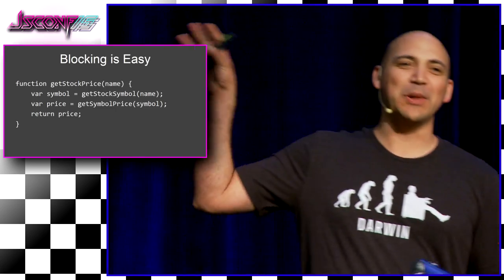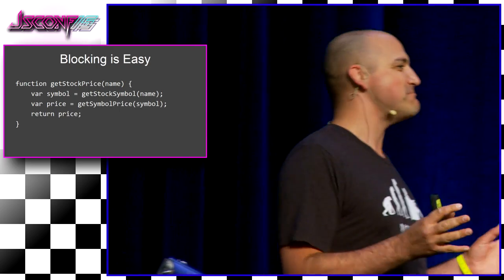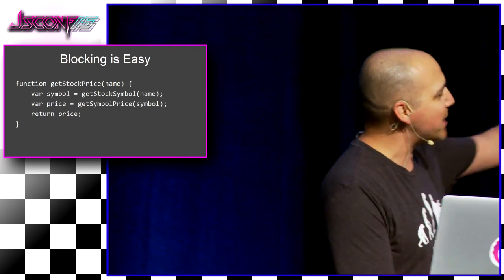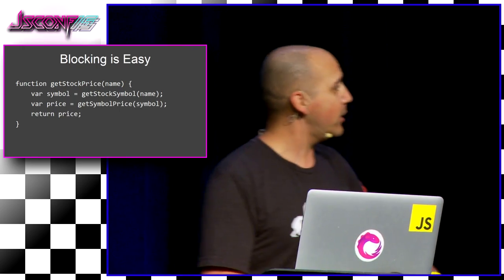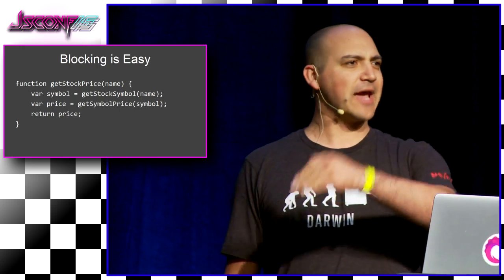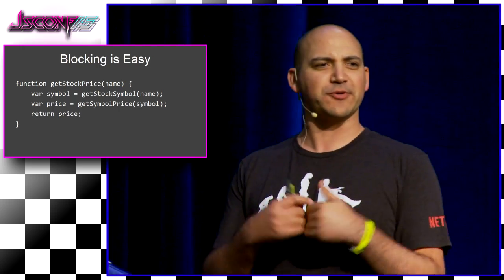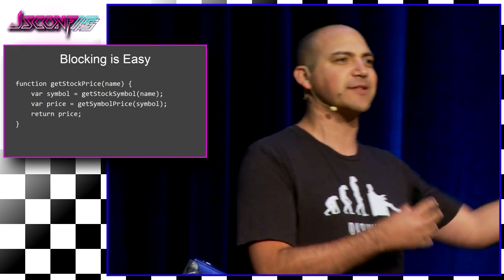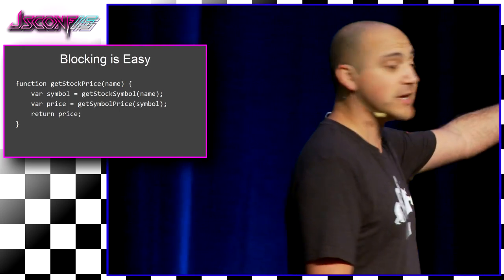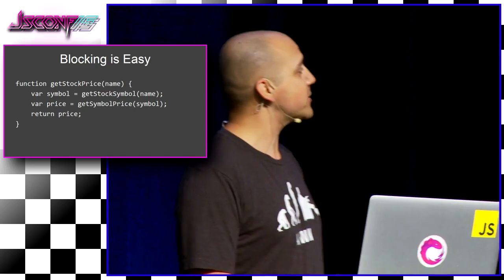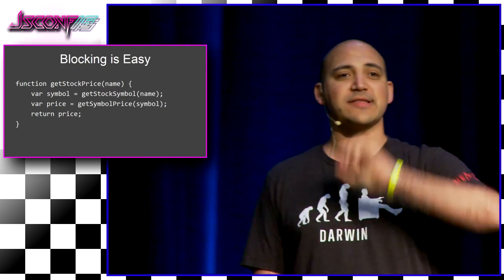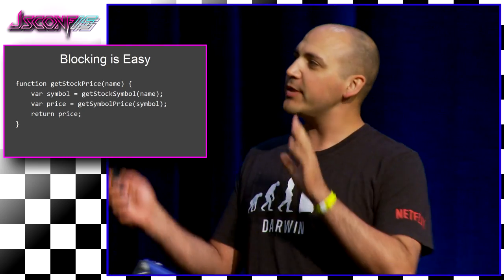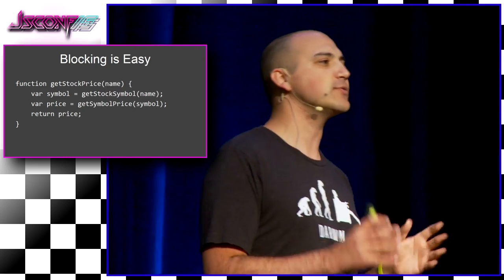So we all know that blocking is easy, right? Let's imagine for a moment this function which gets a stock price, calls getStockSymbol, which makes a blocking XHR request. One of those things us UI developers are never supposed to do. But it sure is easy, because then we can just wait for that request to come back and block until it does, and then go ahead and pass the name of the symbol for that stock and get the price for it. So we know that blocking is easy, but it produces a terrible user experience.